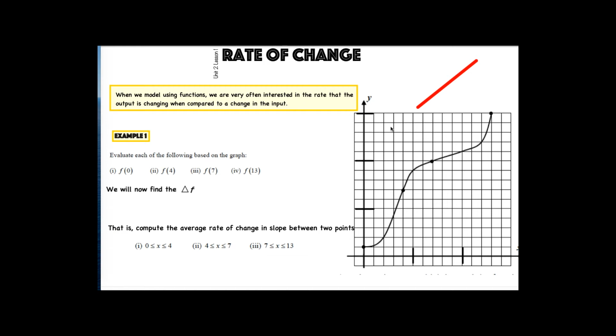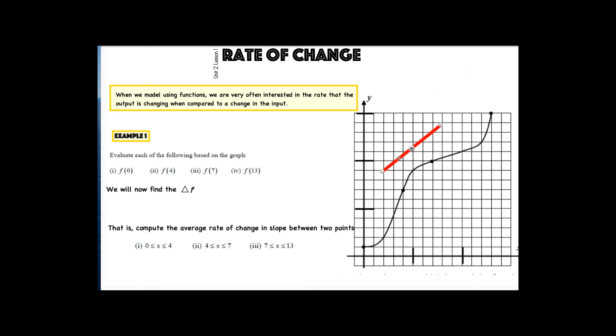So Unit 2, Lesson 1 brings us to rate of change. Rate of change is fancy for, that's right, slope. So pretty much nothing new. Still reviewing some basics from Algebra 1. So when we model using functions, we are very often interested in the rate that the output is changing compared to the input.